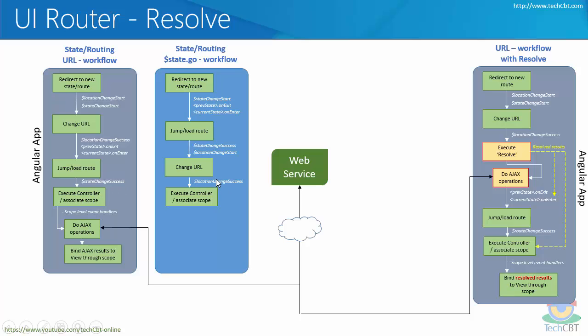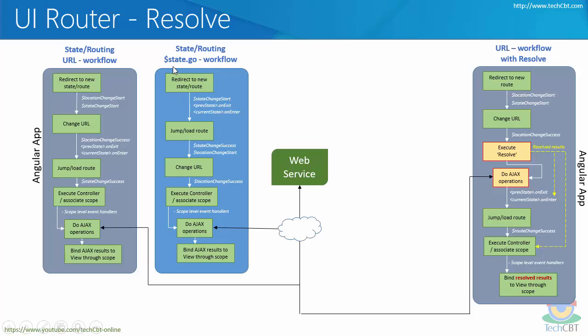Then that is location change success. From then onwards it still follows the same way of going through the execution of the controller and related scope, related event handlers, doing AJAX operations and getting the results from the web service, and finally getting the data through AJAX and binding it to our view and to the scope directly. So this is a different way in which the events are executed whenever using $go.